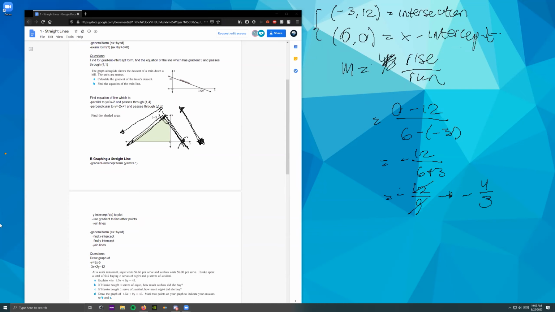Okay, so there are 2 ways you can find the equation. You can do it through the y2 minus y1 form, this format, or you can also go through the y equals mx plus c format. So because I've been doing this one, I'm going to work on this format.